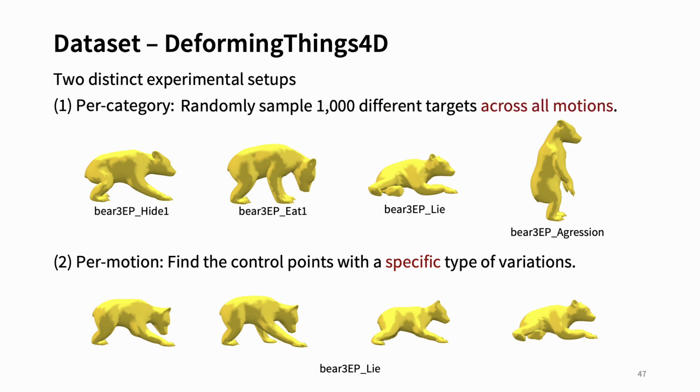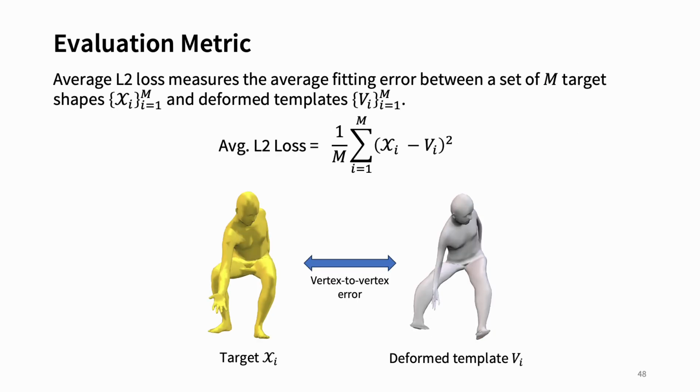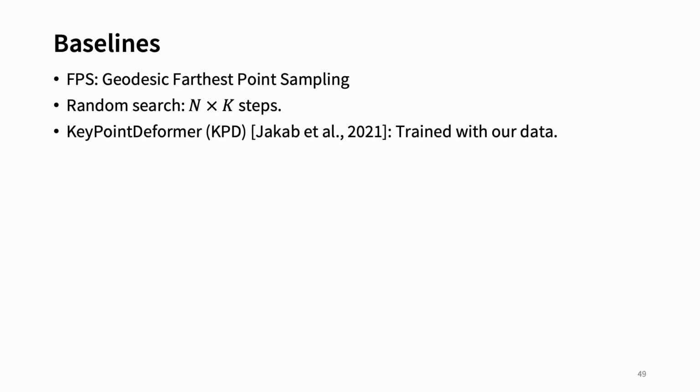For the per category experiment, we randomly sample 1000 different targets from all motions for each category. For the per motion experiment, we use all the frames of the same motion as targets. For the evaluation metric, we use average L2 error that measures the fitting error between deformed template and target shapes, since we aim to deform the template to match the target shape.